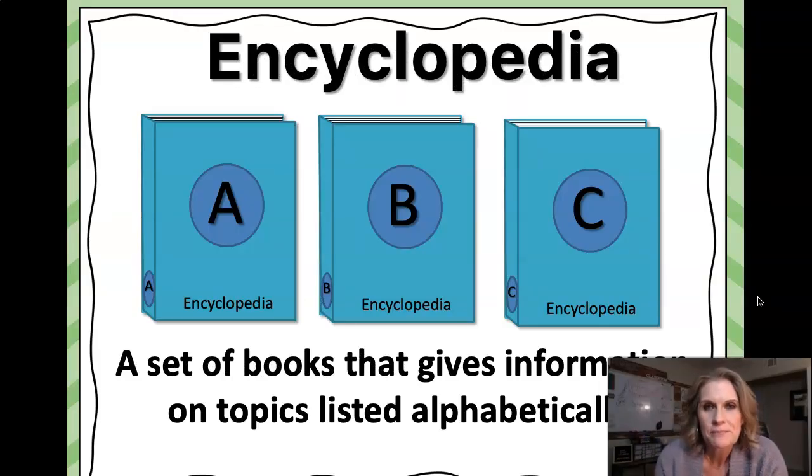Encyclopedia. An encyclopedia is a set of books that gives information on topics listed alphabetically. So they're not just one book, they're a set of books. And there's one book for each letter of the alphabet.